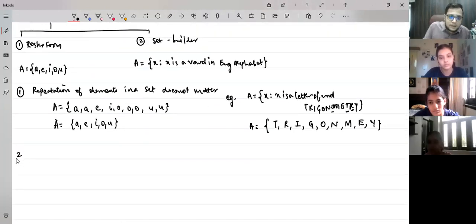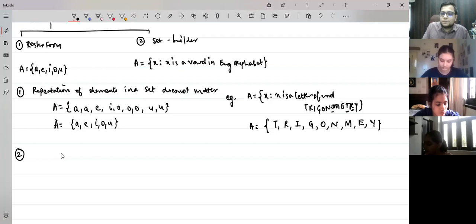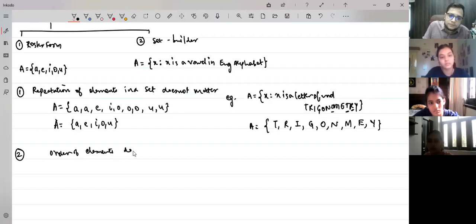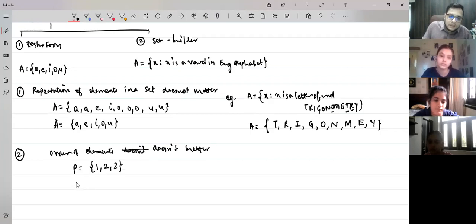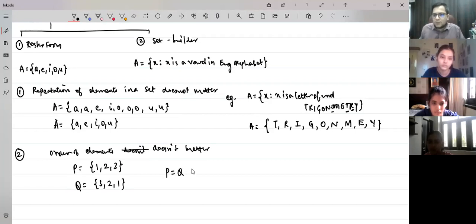And the second thing that we learned was, किसी को याद है? Anyone? Order of elements doesn't matter. Perfect. For example, I have a set P which says 1, 2, 3, and I have a set Q that says 3, 2, 1. क्या मैं कह सकता हूँ P is equal to Q है? Yes, because the elements are same, 1, 2, and 3, and we have talked about it. Yes or no?